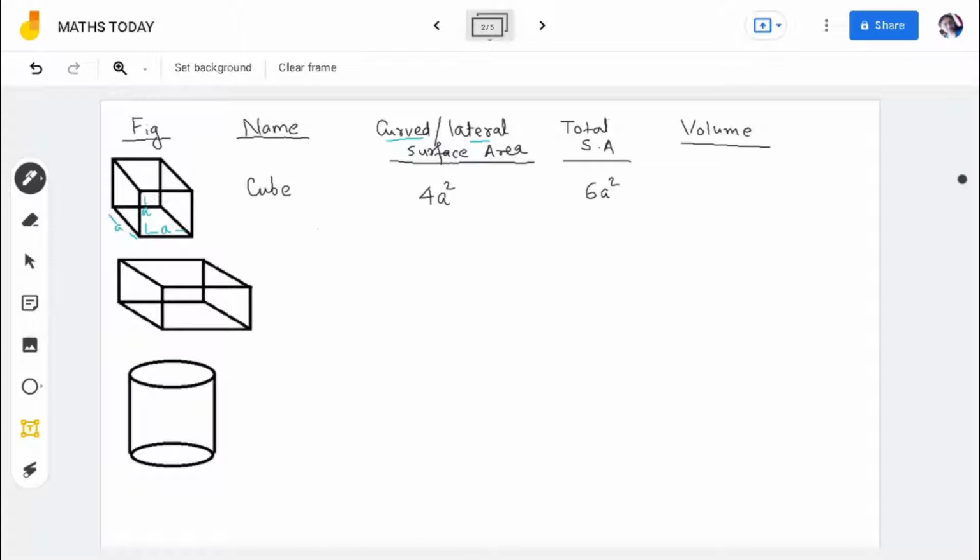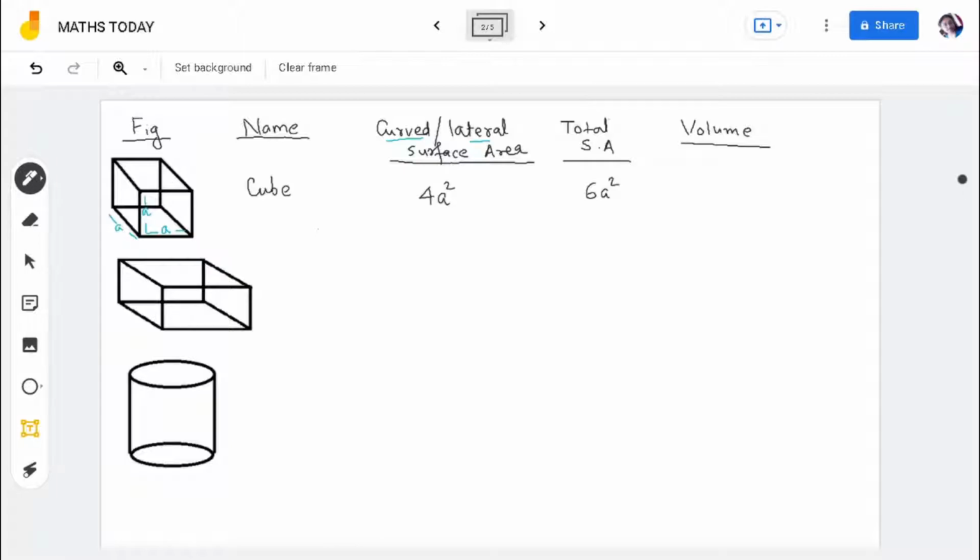Always remember, these three are cross-sectional figures. Cross-sectional means the base, as well as the top, is of the same shape. That means from top to bottom, it is covering the same 4 edges. It is going from top to the bottom or bottom to the top. So these figures are known as cross-sectional.